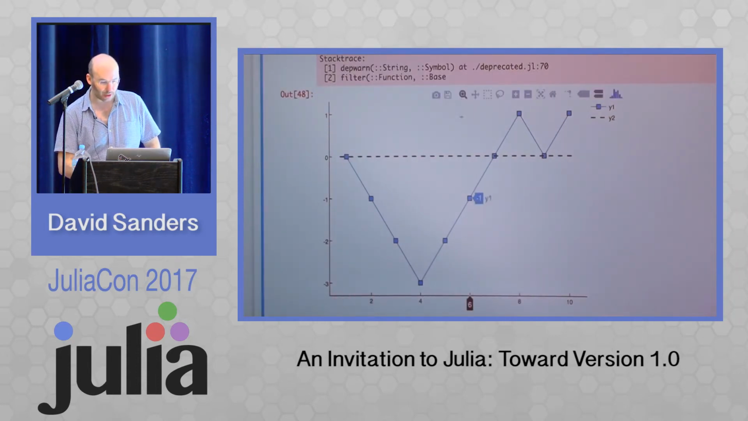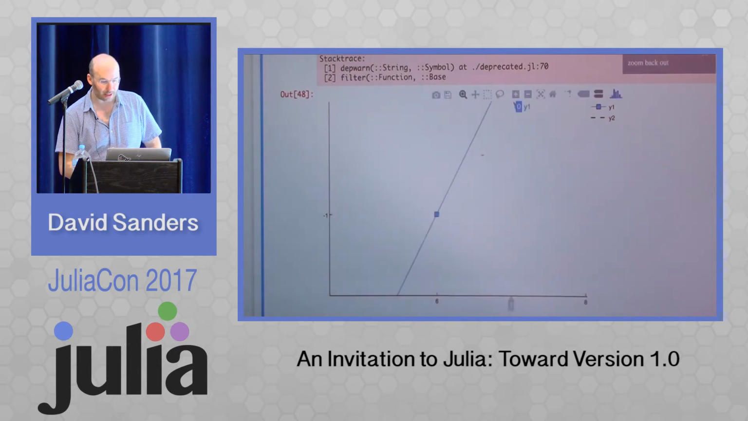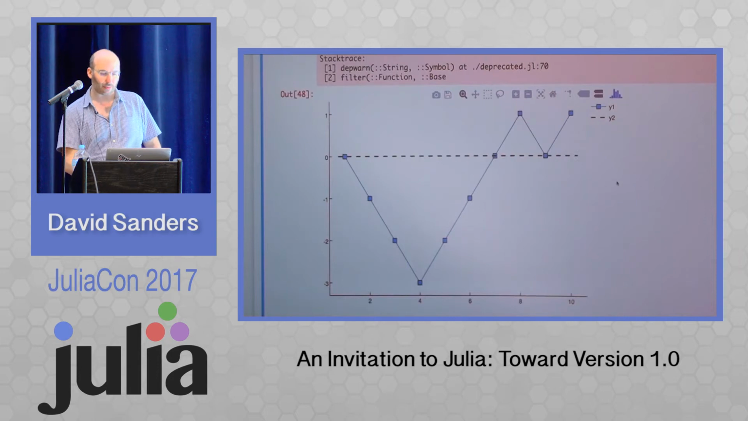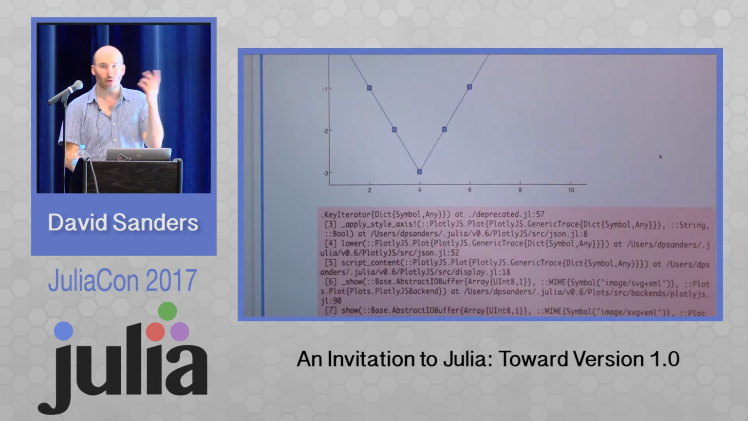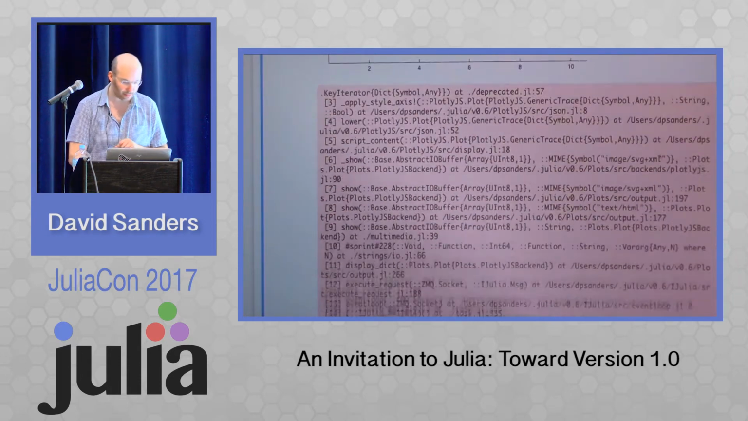So I can, for example, zoom in on a piece of the thing, and then zoom out again. And the point is, it's exactly the same code, and I can run it on all these different backends, which all have their own pluses and minuses.